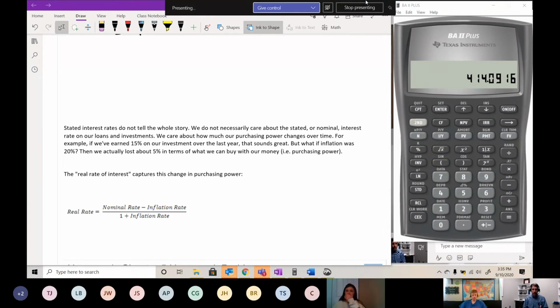Because the money itself is worthless, for the most part. We can't even use the dollar bills. Like the physical thing right now is almost worthless. It's all electronic at this point. So what matters to us is what we can buy with it.